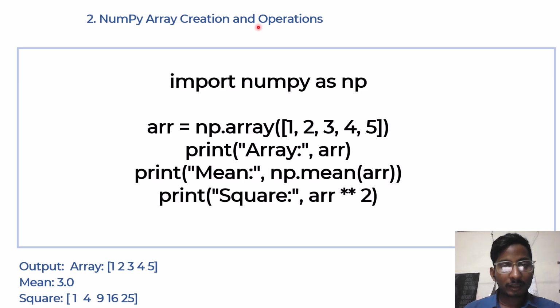Second is NumPy array creation and operation. Import numpy as np. Simply we import the library NumPy as np and create a variable arr with np.array. Array is an inbuilt function in NumPy, and we print it. Then print the mean with np.mean, which is also an inbuilt function in NumPy, and print the array square. So the output is array 1, 2, 3, 4, 5, mean 3, and square 1, 4, 9, 16, 25.